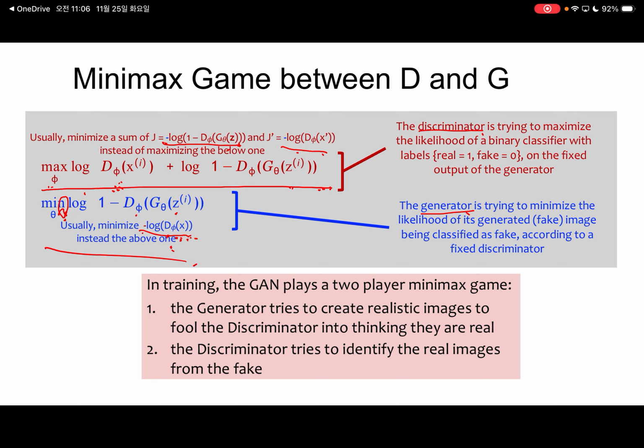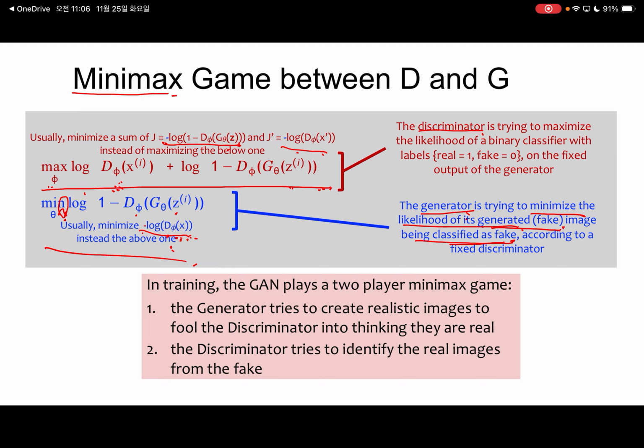So the generator tries to minimize the likelihood of a generated image being classified as fake. That means it tries to maximize the likelihood of each generated image being classified as real, according to a fixed discriminator. That is the reason why we have a minimax game, adversarial training, opposite objective functions. All of these come from this one. They have opposite directions. When a generated image becomes the input of the discriminator, the objective function could be very different.